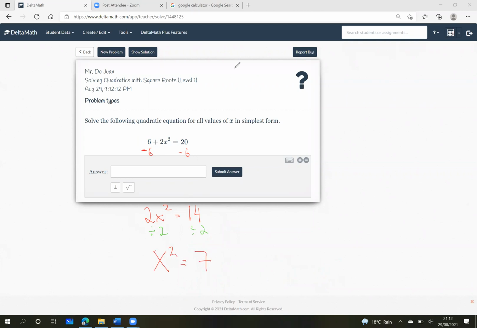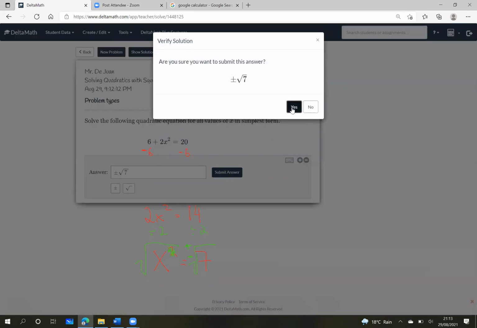What do we need to still do? Take the square root and say ciao ciao. Take the square root and say hello, plus minus, okay? So we have the plus minus of the square root of 7, all right?